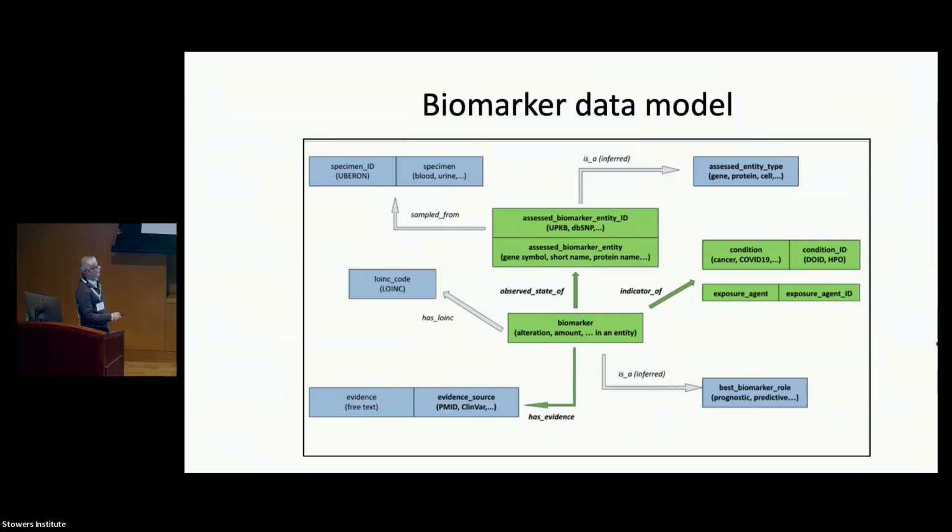If you have these green items, then it becomes relatively easy to connect to a bunch of other things, Uberon, specimen, LOINC. If you're in the medical informatics space, when you get a blood report, there's an ID. So LOINC is one of those IDs. You have evidence and so on.